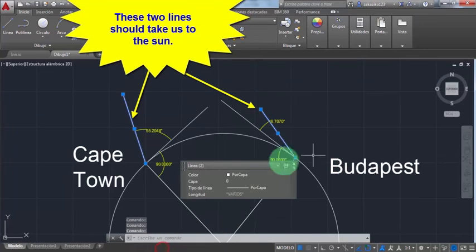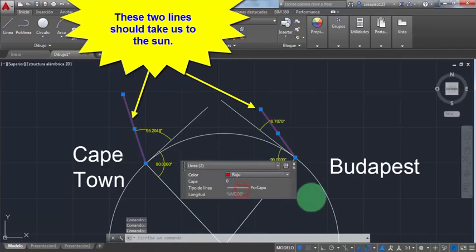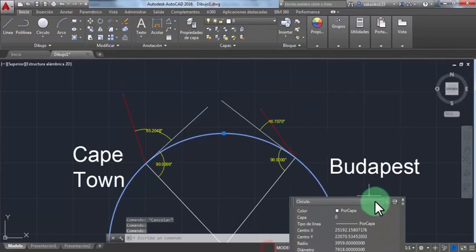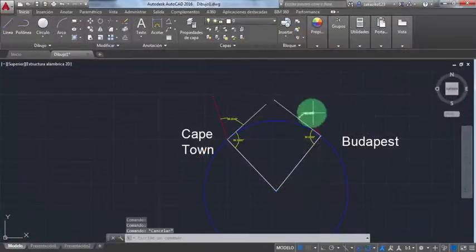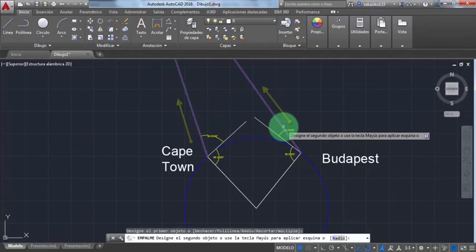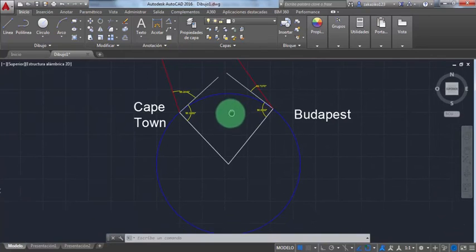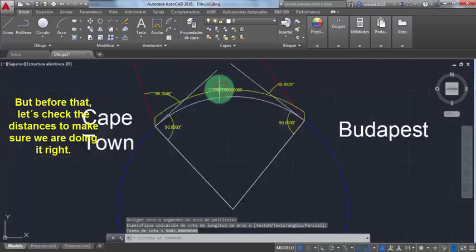Now I am just changing the colors of the lines so as not to get confused. And by the way, if we follow these lines, they should take us to the sun. Take a look at this image. Now let's do this in AutoCAD to measure the distance. If you think that if we open these angles a little bit more, we will get to 93 million miles, then you are wrong. And I am about to prove that to you. But before that, let's check the distances to make sure we are doing it right.